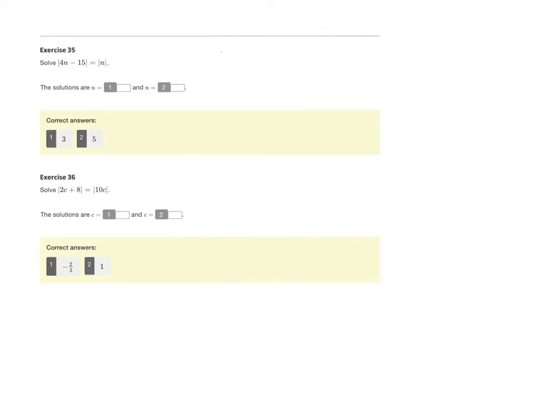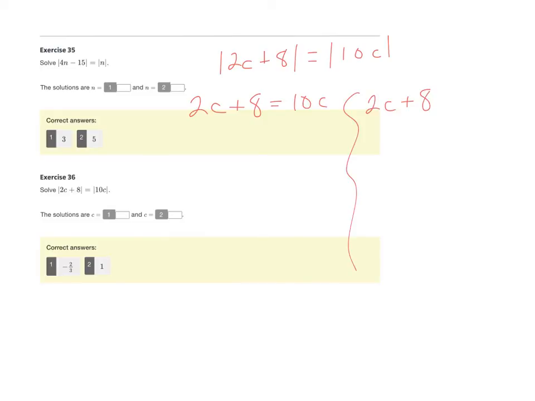Question number 36. I've got the absolute value of 2c plus 8 is equal to the absolute value of 10c. My two equations are going to be 2c plus 8 is equal to 10c, and 2c plus 8 is equal to the opposite of 10c, which is going to be negative 10c. Over here on the left, I'm going to minus 2c from both sides. That's going to give me 8 is equal to 8c. Divide both sides by 8. I get c is equal to 1.